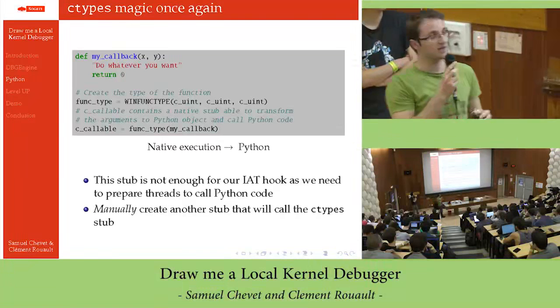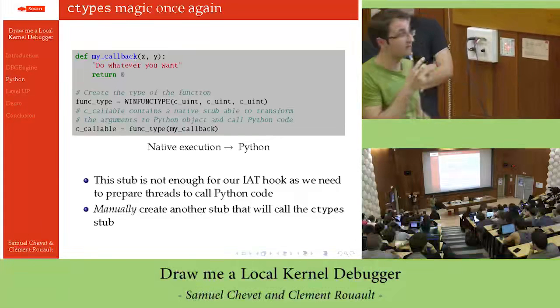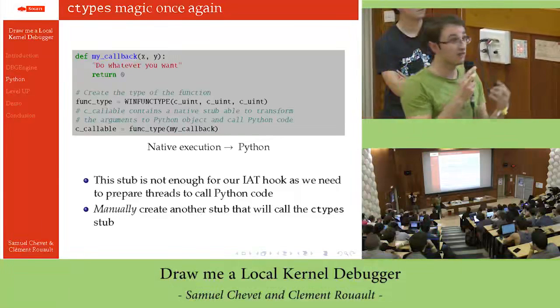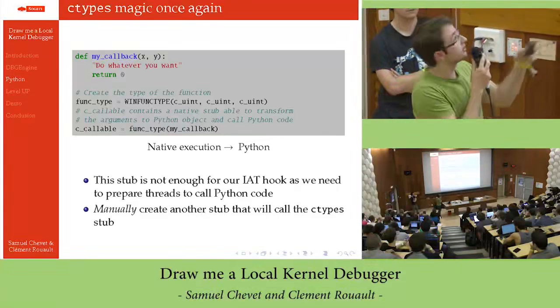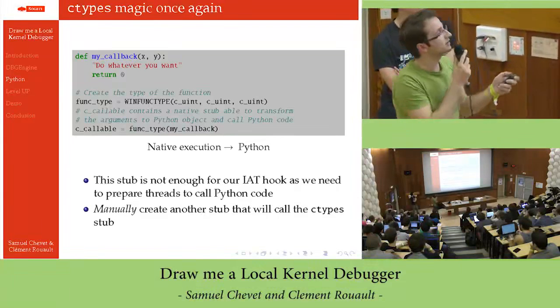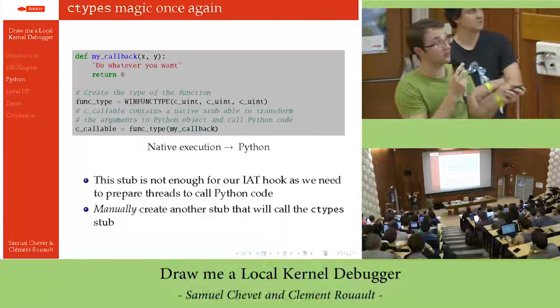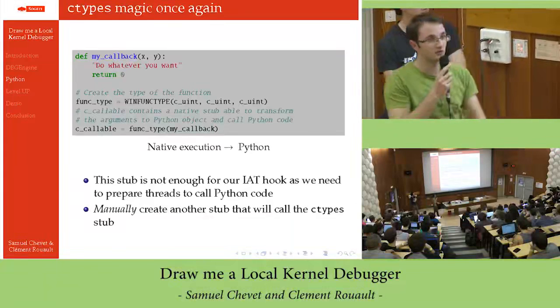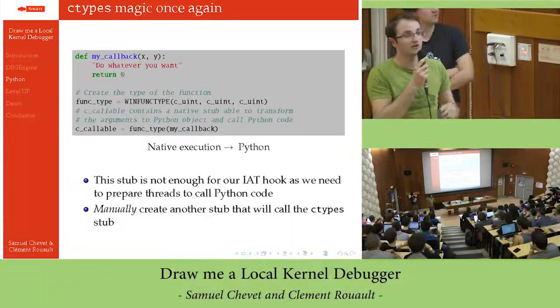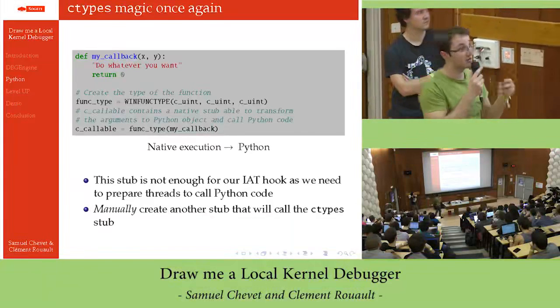And this Python object hides in itself a stub, which is a native stub able to be called from anywhere and call our Python callback. The fact is we have 2 problems. The real address of the stub is hidden. You can't see it from the Python. So you need some little tricks to extract this address.